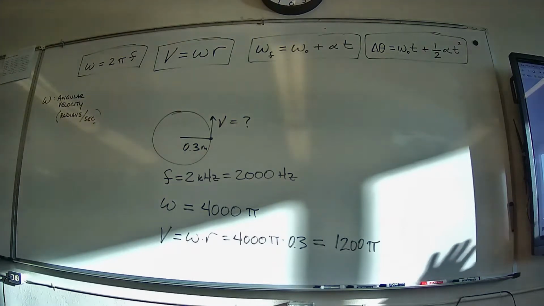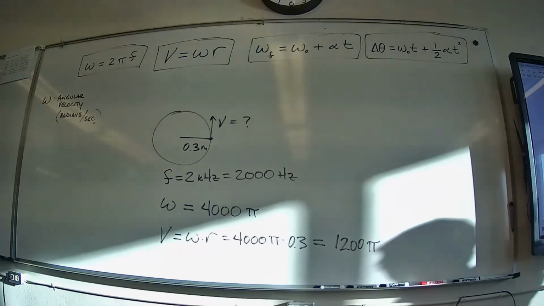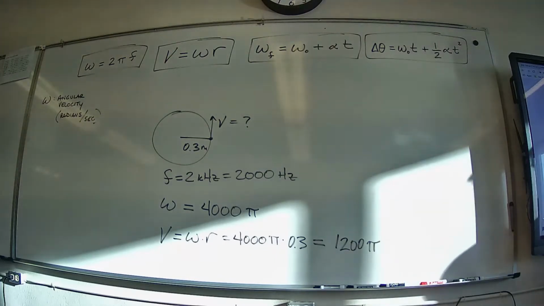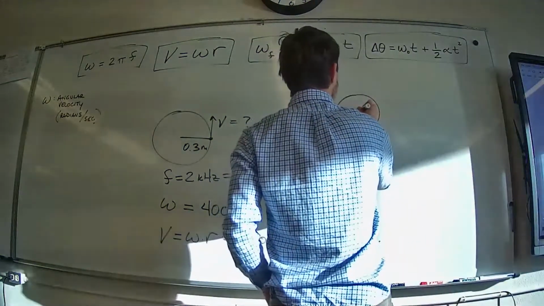Number 6. So you got a roly-poly cylinder, and the radius is 3 meters. That's a big cylinder.